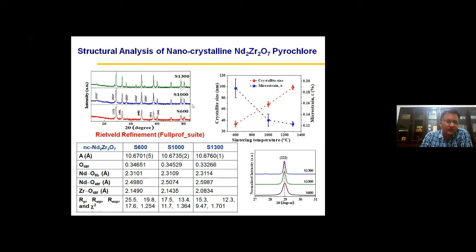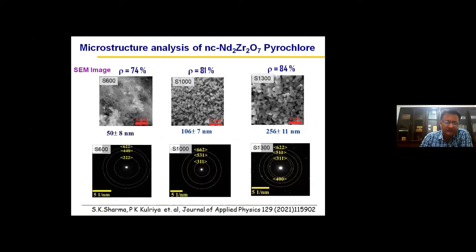Here again we can see the pyrochlore peaks are clearly visible in these two samples, but in S600 we didn't get any pyrochlore structure peak. So on the basis of XRD we can say this is in a defective phase. But there is another complementary technique that we have used to confirm this phase.